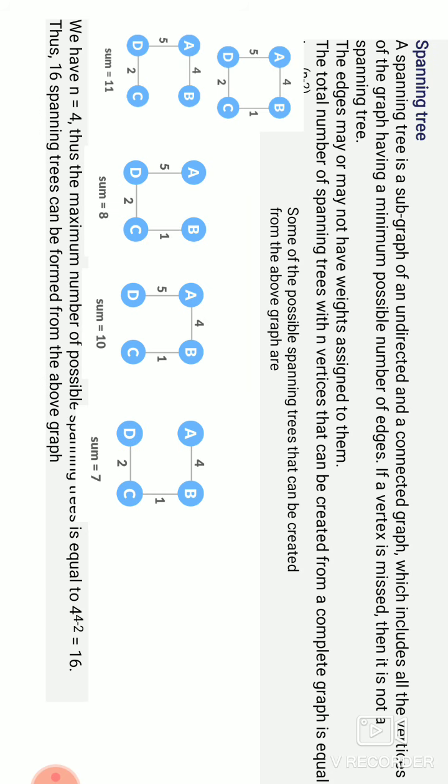In our previous example, we had come across many subgraphs and we have taken only a few of them. Among these spanning subgraphs, the one which is minimum is the fourth one, the last one, A to B, B to C, C to D, which will weigh only 7. The sum of all the edges, 4 plus 1 plus 2, is equal to 7. So among all the possible spanning subgraphs, the one with minimum weight was A to B, B to C, C to D. So this is a minimum spanning tree or minimum spanning subgraph from a graph.